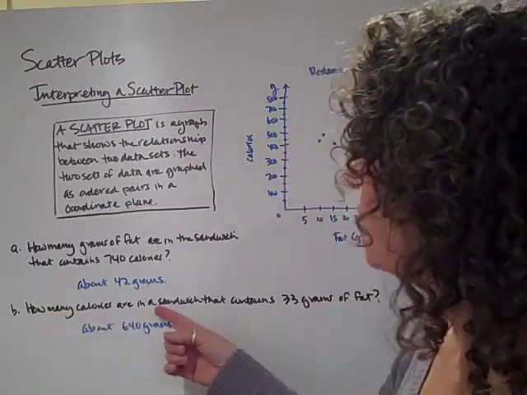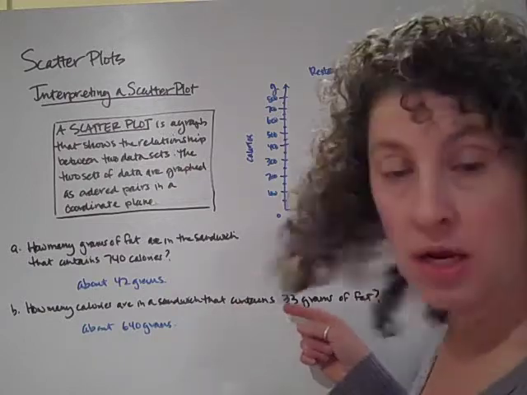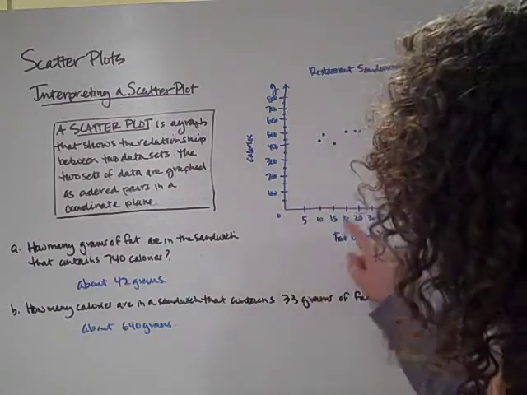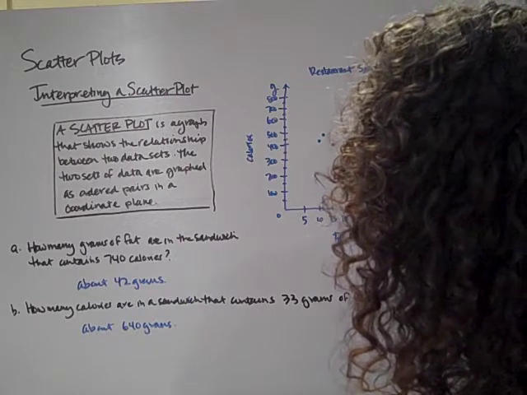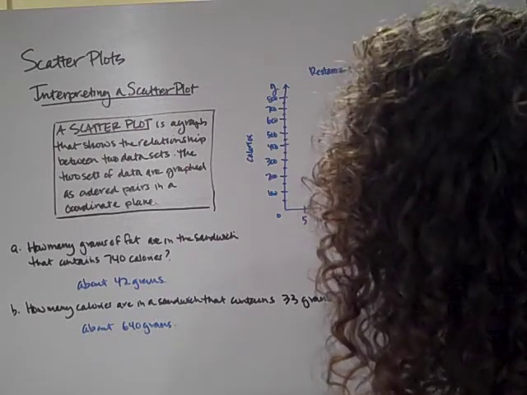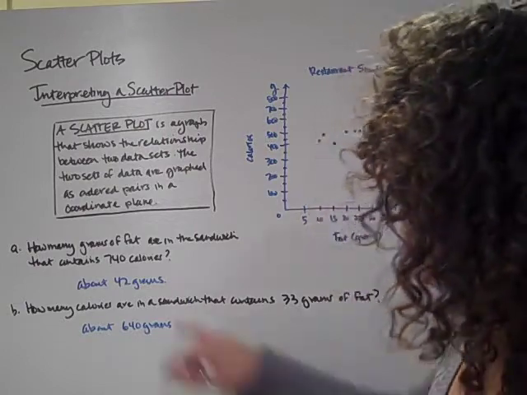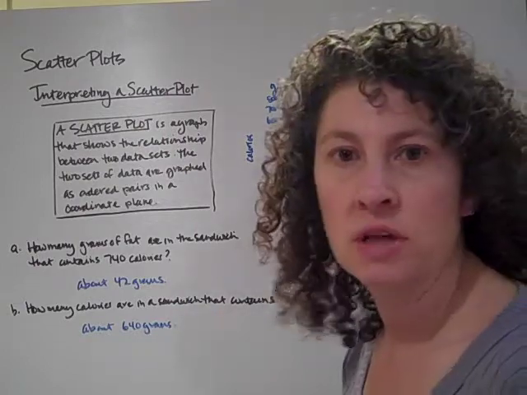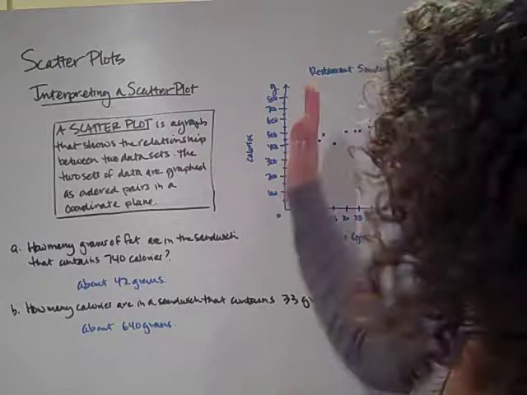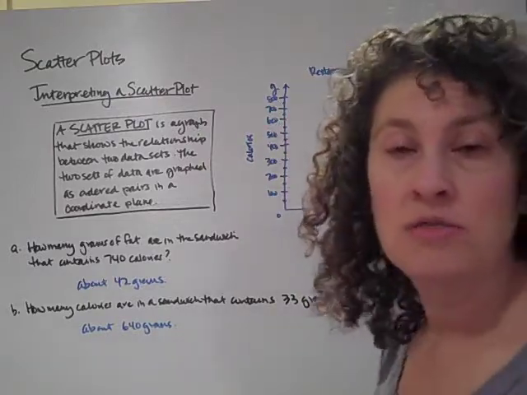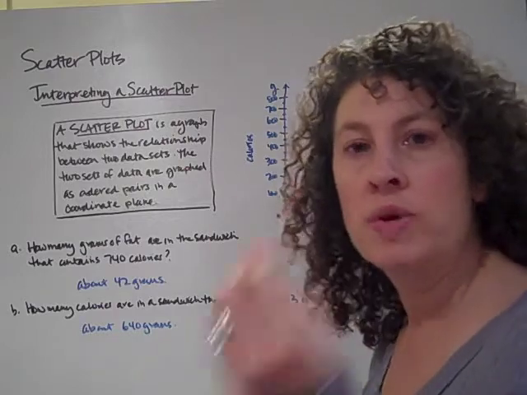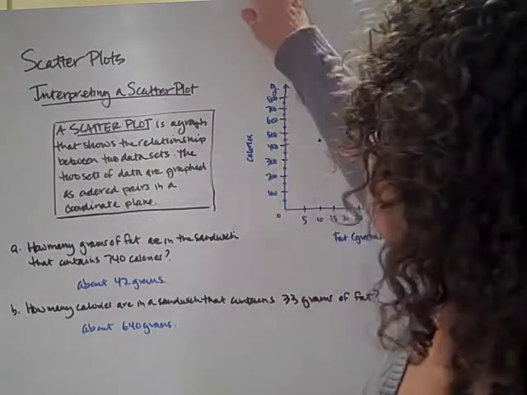Second question, how many calories are in a sandwich that contains 33 grams of fat? So I'm going to go over here to my 33 grams of fat. I'm going to go up to about here, and we've got about 640 calories in that particular sandwich. So again, we're going to look on the graph and go either vertically or horizontally to figure out the other piece of data that goes with the piece we've been given.